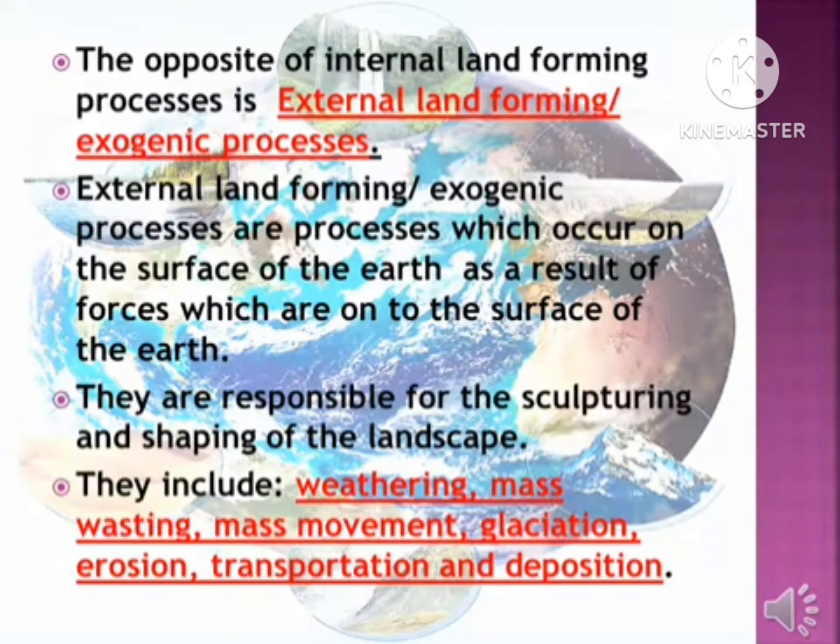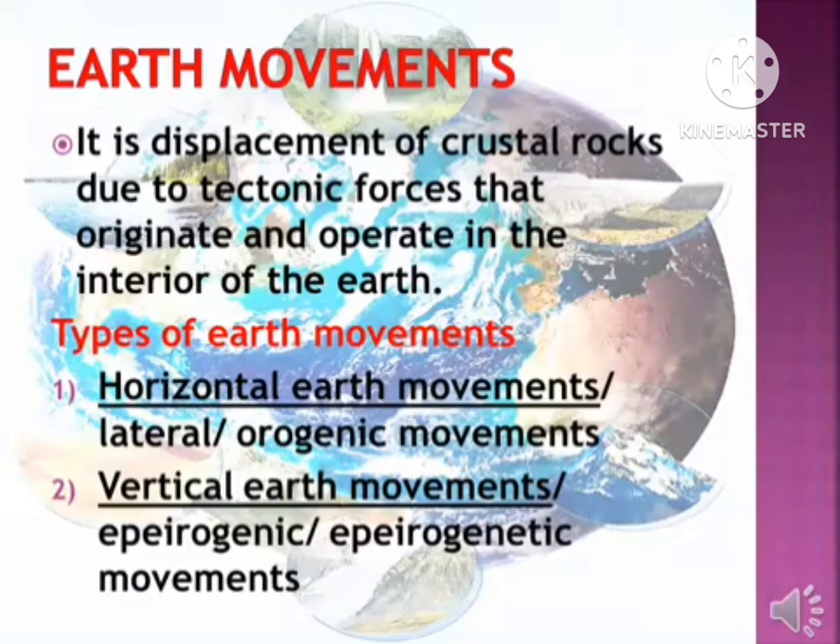The opposite of internal earth-forming processes is external earth-forming or exogenic processes. These are the processes which occur on the surface of the earth as a result of forces that are on the surface of the earth. These are responsible for the sculpturing and shaping of the landscape. These include weathering, mass wasting, mass movement, glaciation, erosion, transportation, and deposition.